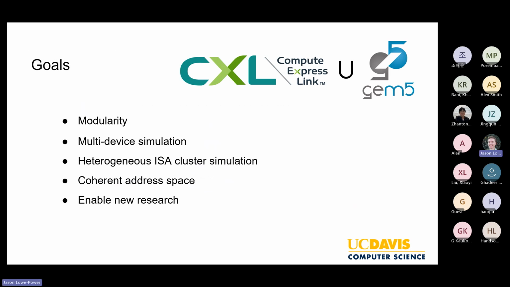So this is where our project comes in. We started this with a few goals, which is modularity, as gem5 is known for. Obviously, we want to be able to simulate multiple devices in a system. We also have the goal of implementing this for a heterogeneous ISA cluster. And we want to have the coherent address space so we can address any sort of memory from other systems from the specific system. And overall, all of these features are leading us to the goal of being able to do research in this area that has not been able to be done before.